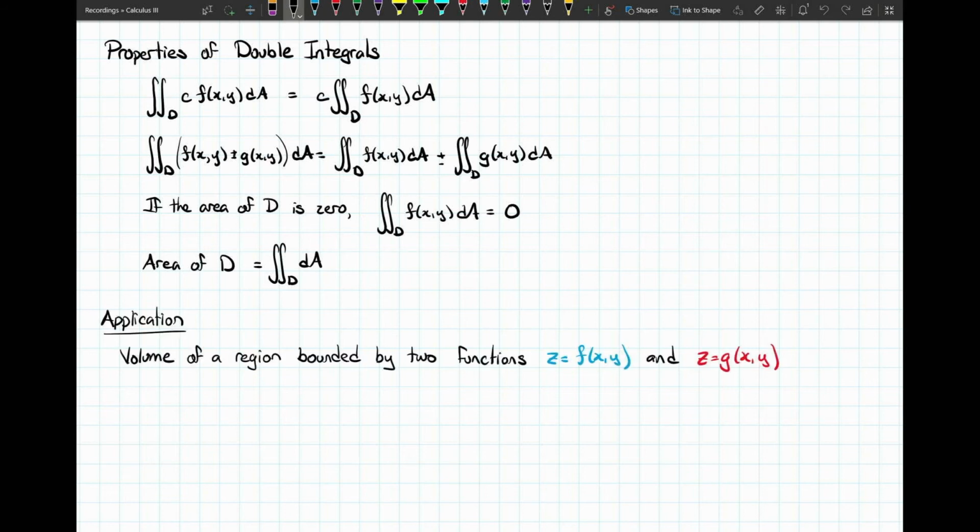Now let's try an application that involves that second property. If we're looking for the volume of a region bounded by two functions or two surfaces, z equals f of xy and z equals g of xy, by the second property, the volume of the region between those two functions is certainly just going to be the volume under the higher surface minus the volume under the lower surface. And we can combine those two together into one single double integral of f minus g.